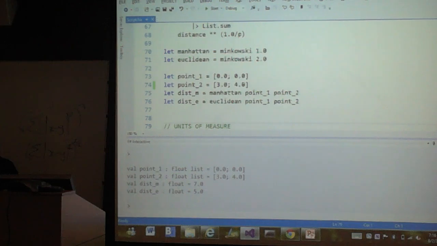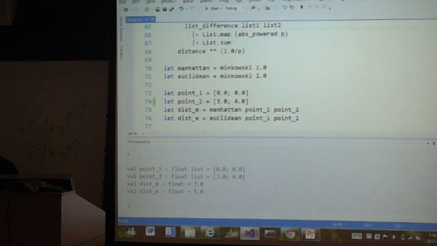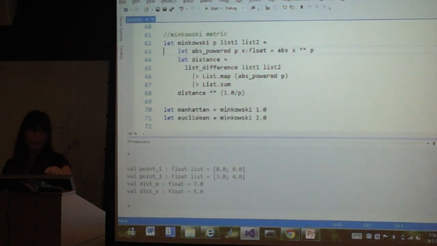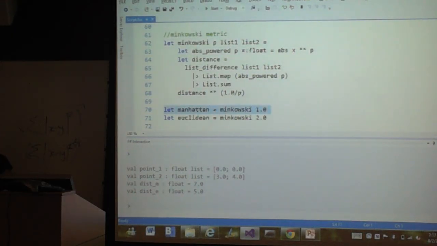One of the things that I had done was specifically make P be the first parameter, and I believe that's required, if that's the one that you're going to type. Because down here, to be able to declare Minkowski of 1.0 as Manhattan, if P was the last variable, there's no way to declare that, like, ignore the list variables here, but then put in a P at the end.